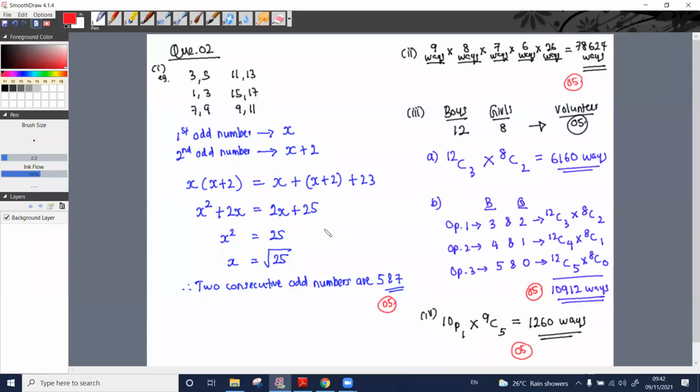That is question number 2. So here this time the question number 2 formed from which areas? 15 marks from permutations and combinations and 5 marks from the application of equations.